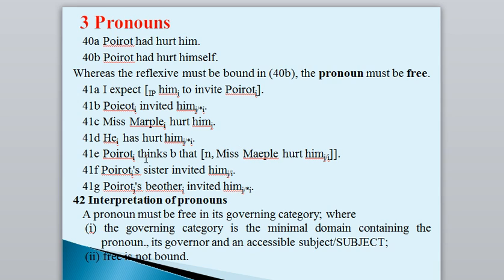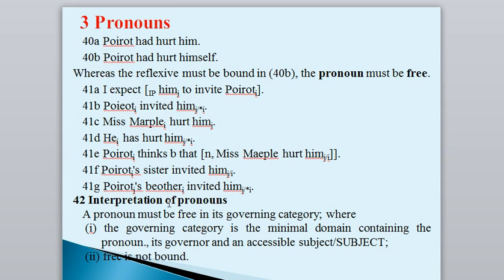Look at another one. Poirot thinks that Miss Marple hurt him. You see here, him cannot come back to Miss Marple because this is the feminine antecedent, and it is Poirot that it refers to outside. So this sentence is correct because him here is free, according to Principle B of binding theory. The other one, Poirot's sister invited him. Again, this is okay because him cannot come back to the sister. This is feminine and this is masculine, and it also cannot come back to Poirot because sister is the nearest antecedent of him. So again, this sentence is correct.